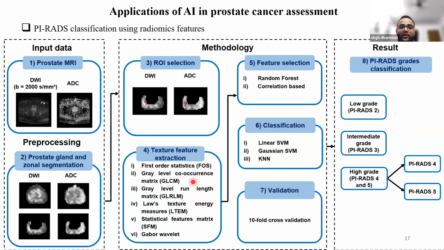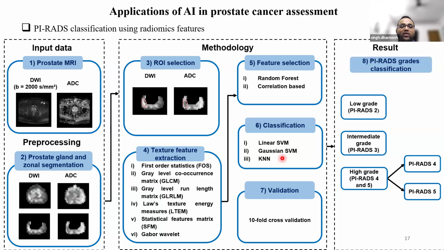But not all features are equally useful. That's where feature selection comes in. Using methods like random forest or correlation-based methods, we identify the most discriminative features. Now comes the key step, classification.